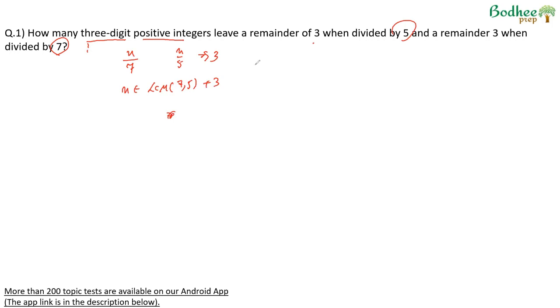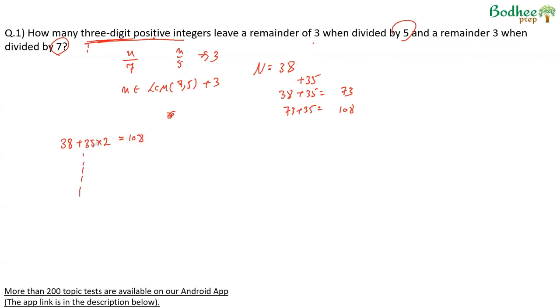So the smallest possible value of this number will be 38. LCM of 7 and 5 is 35, plus 3. To get further numbers, we will keep adding the LCM to this number. So the second number will be 38 plus 35, which is 73. The next number will be 73 plus 35, which will be 108, and so on. We are looking at 3-digit positive numbers, so the first number that we get is 38 plus 35 into 2. This is a 3-digit number, 108.